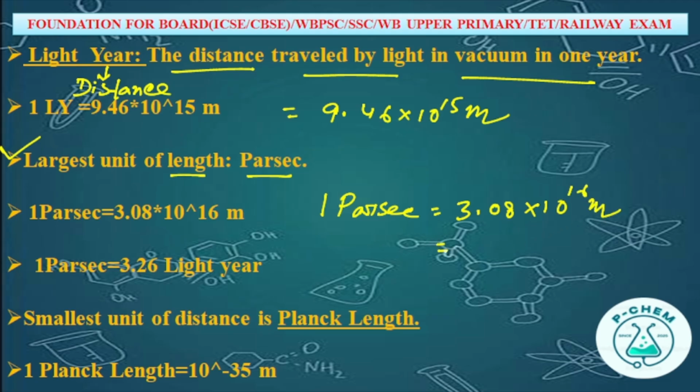That is 3 times of light year. Okay, that is, parsec is equal to 3.26 times of light year. This is also a relation between parsec and light year. Smallest unit of distance is Planck length. That is denoted by 10 to the power minus 35 meter.